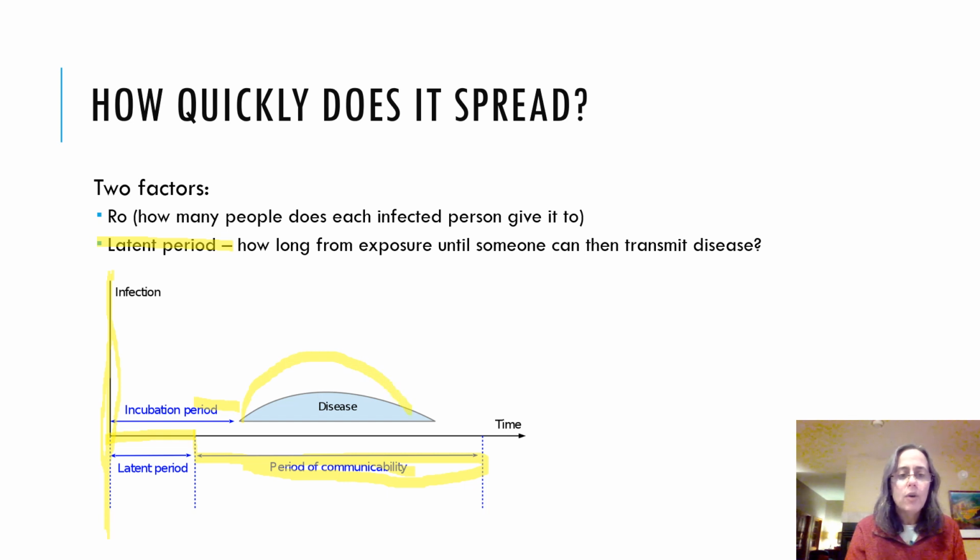Okay, so depending on how long this latent period is, that's telling me my turnaround time of how quickly this can get transmitted from one person to another, and then how quickly that person can turn around and transmit it to somebody else. So that latent period is going to be pretty important when you want to figure out how quickly can something spread through a population.